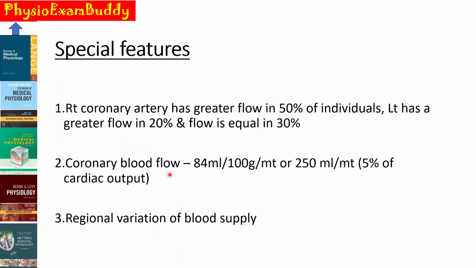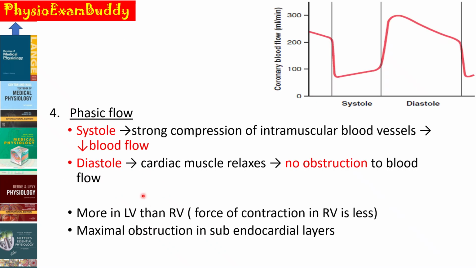And the coronary blood flow constitutes around 84 ml per 100 gram per minute or 250 ml per minute, that is approximately 5% of the total cardiac output. Again, there are regional variations in the blood supply in the heart. Next special feature of the coronary blood flow is the phasic flow.